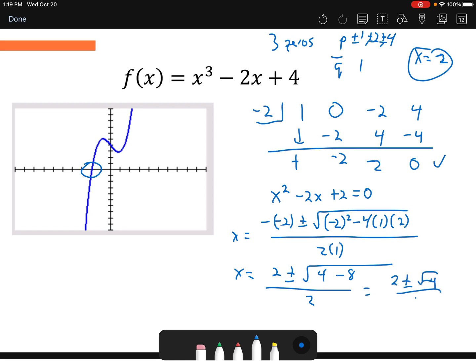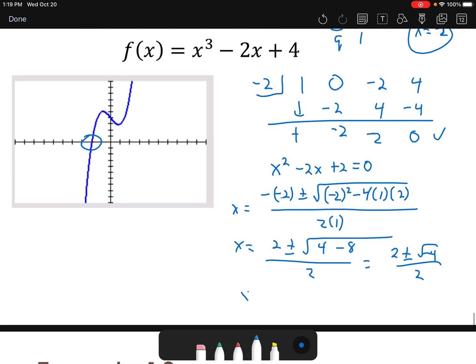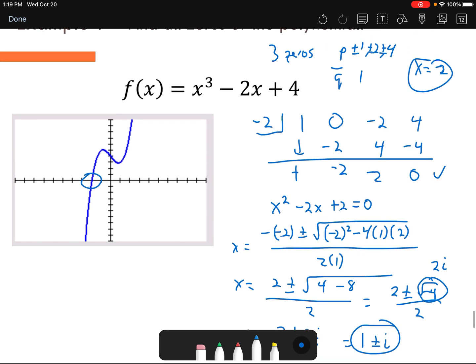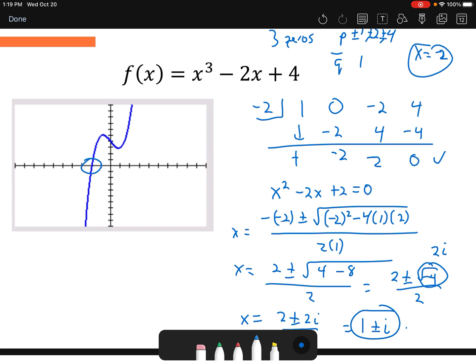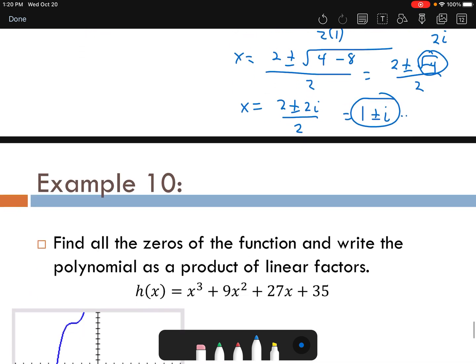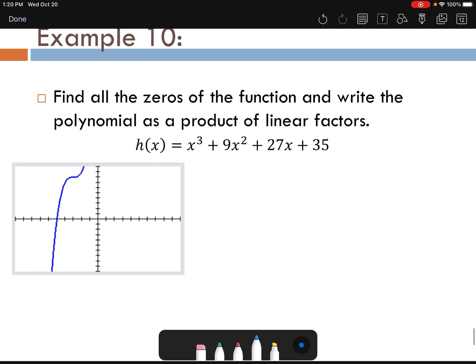And you can check my arithmetic, but I think this is right. So now I have 2 plus or minus radical negative 4 over 2, which, hey, this is going to be imaginary, which is 2i, isn't it? Square root of 4. So 2 plus or minus 2i over 2, which becomes 1 plus or minus i. So there's our 3 zeros. Here's 2 of them. Here's 1 of them. 1 real and 2 complex, which matches the graph. We only have 1 real, so we should have 2 complex.